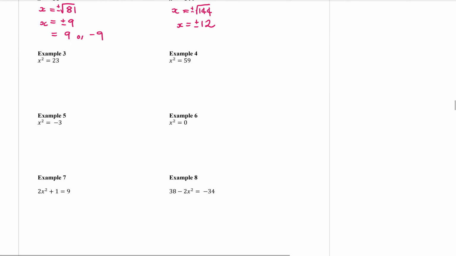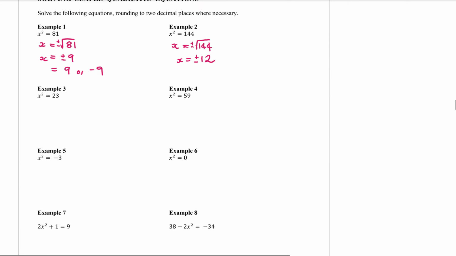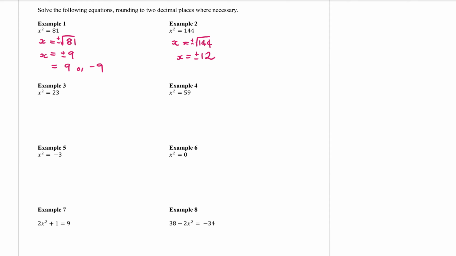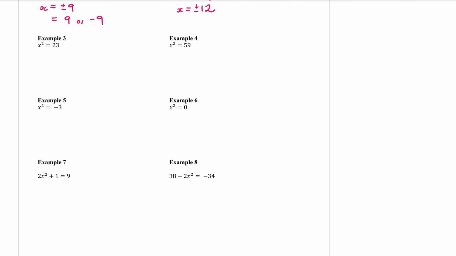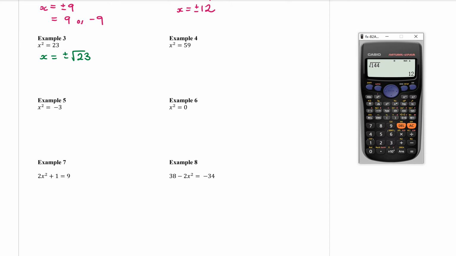Example 3. Now, it does say up the top here, I didn't read this out before, solve the following quadratic equations to 2 decimal places where necessary. Not all the solutions are going to work out nicely, and example 3 is one of those. If I want to get rid of the squared, I'm going to have plus or minus the square root of the 23. Now when I get my calculator and I type square root of 23, it doesn't come out as a nice number. So we're going to round this to 2 decimal places.